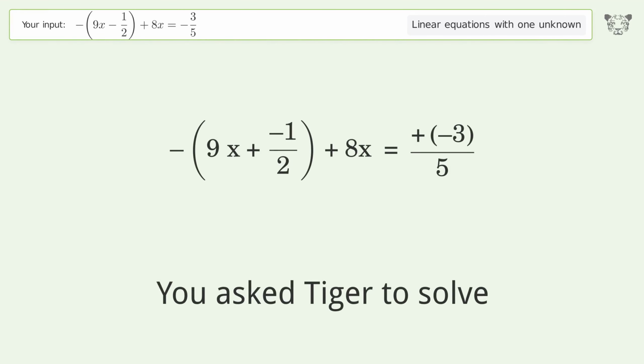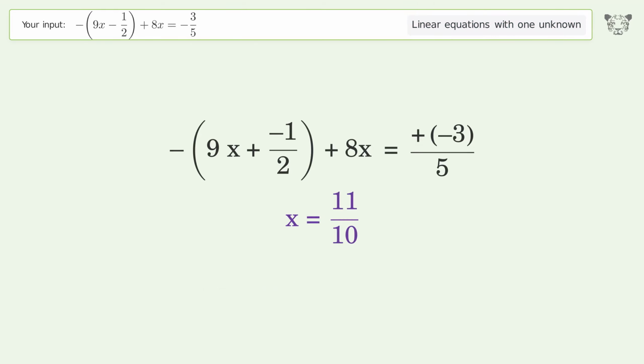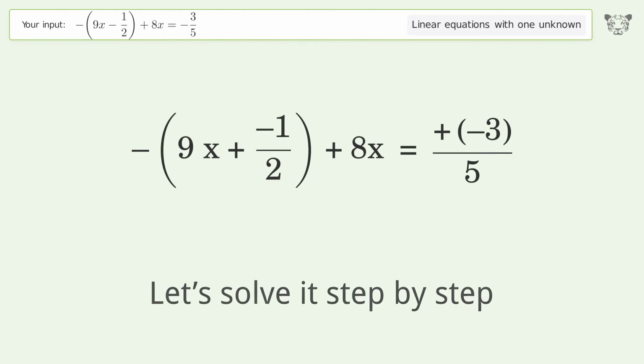You ask Tiger to solve. This deals with linear equations with one unknown. The final result is x equals 11/10. Let's solve it step by step.